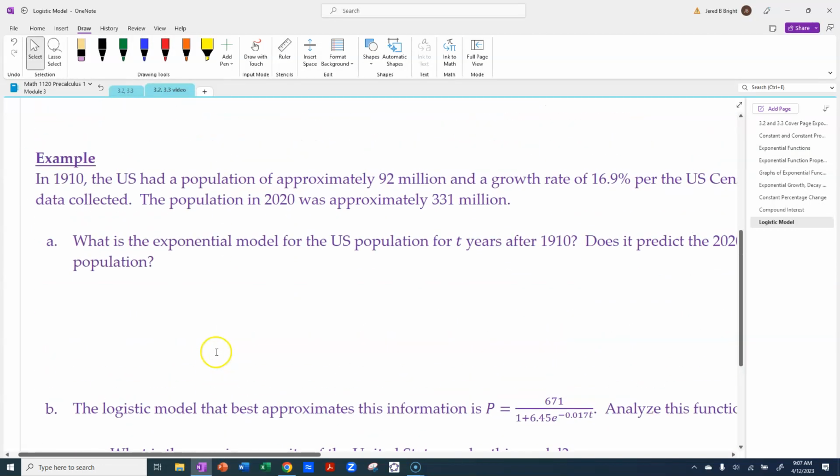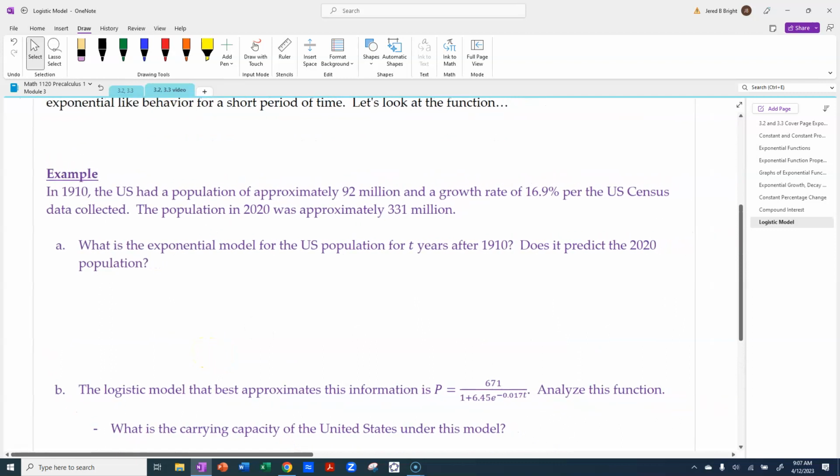And so if we look at an example where we're looking at the US population, okay, so I pulled census data and according to the US Census Department, they said in 1910 we had approximately 92 million people and a growth rate of 16.9%. Okay, later when we looked at 2020, the population was 331 million. Okay, and so we want to figure out the exponential model and then say, does it predict the 2020 population? So effectively, is it a good model, right? And then B, we'll look at a logistic model.